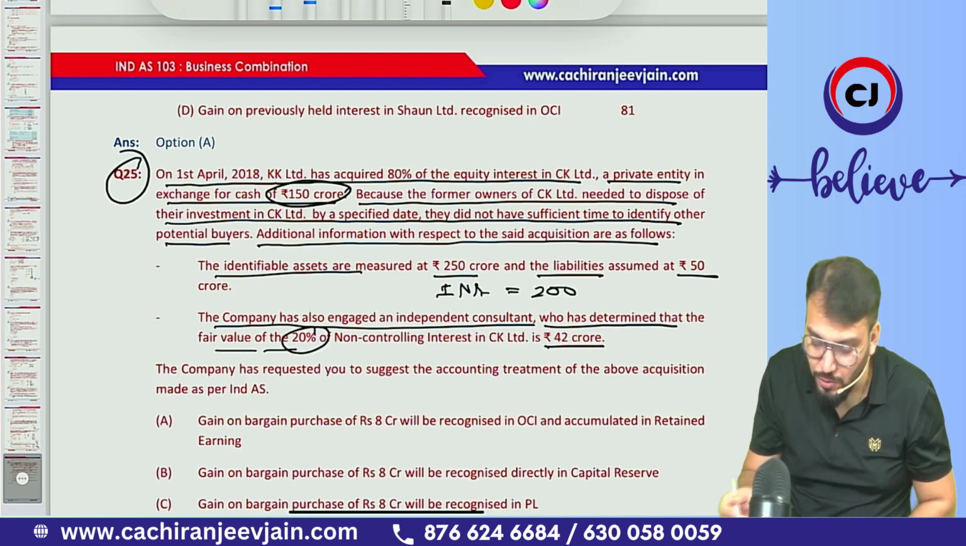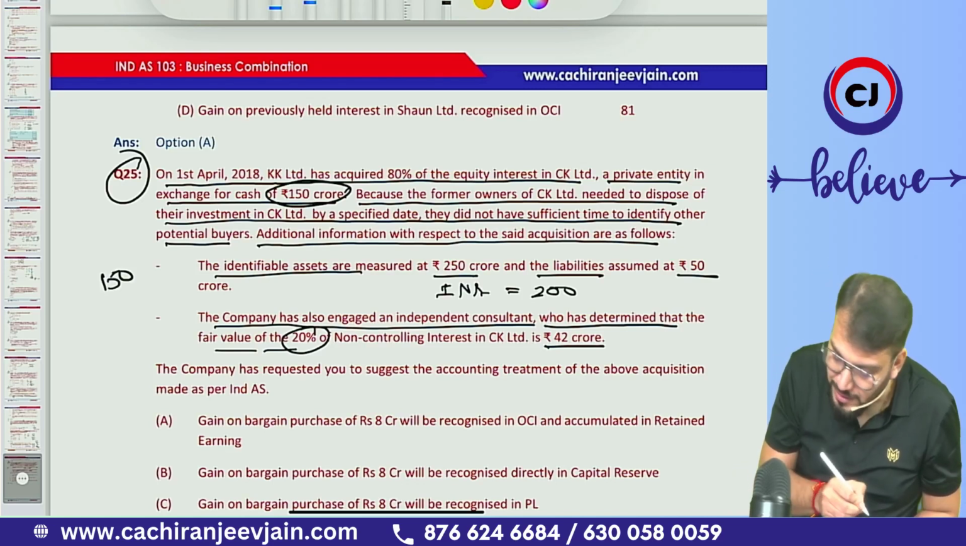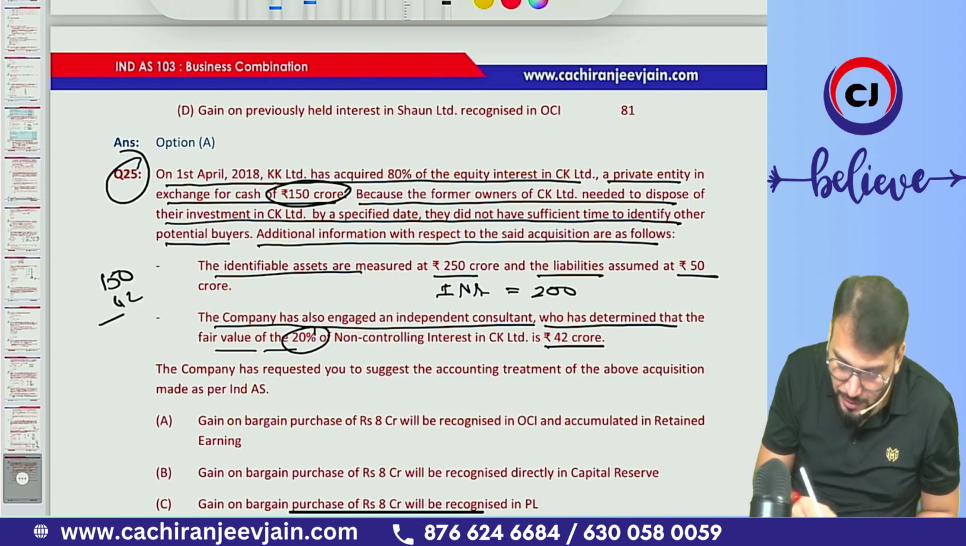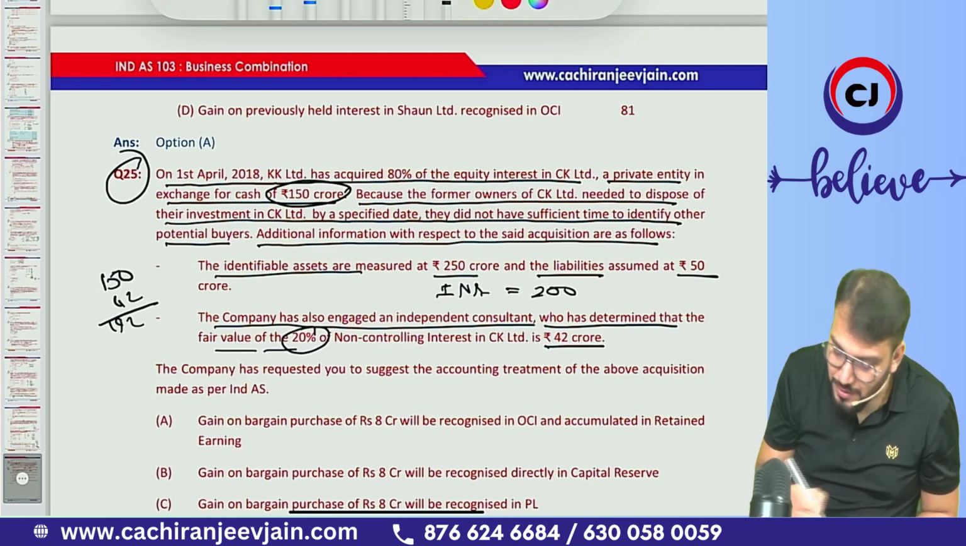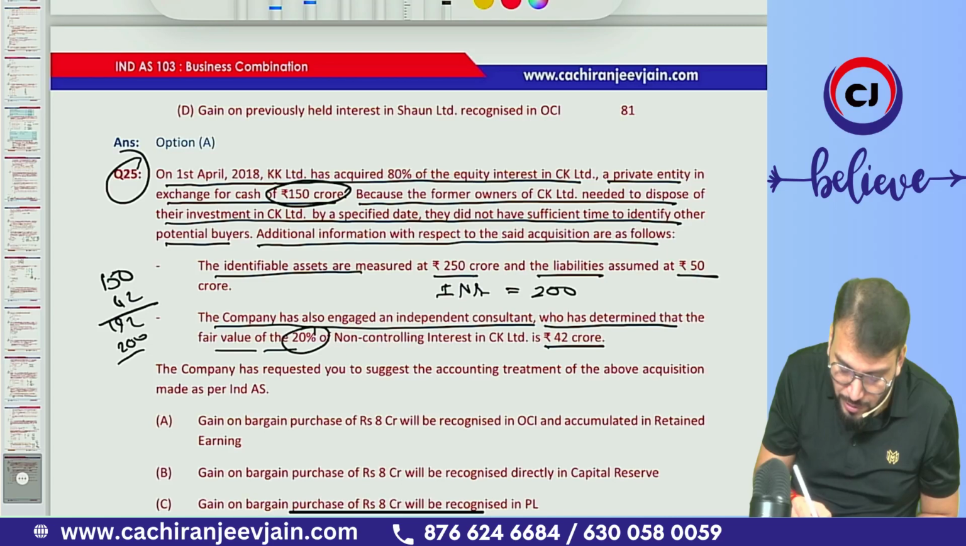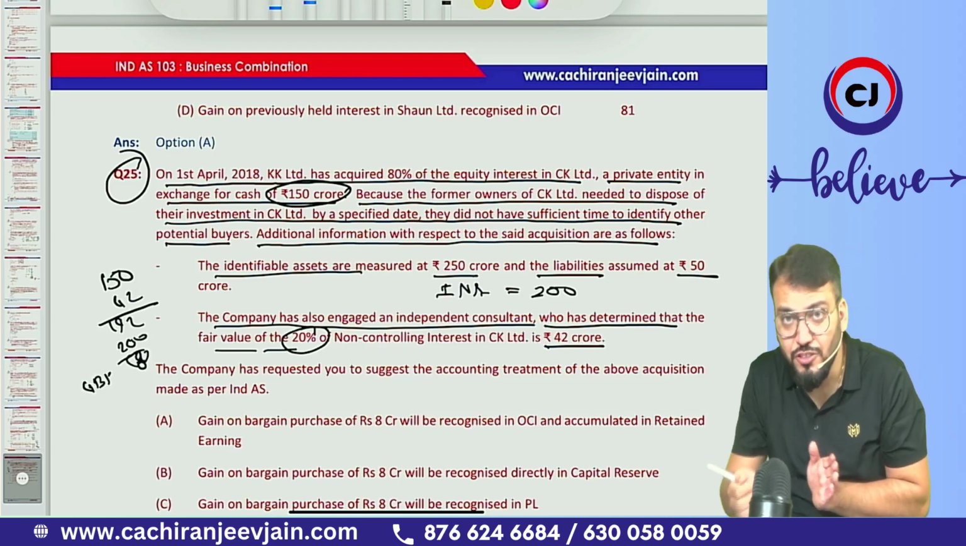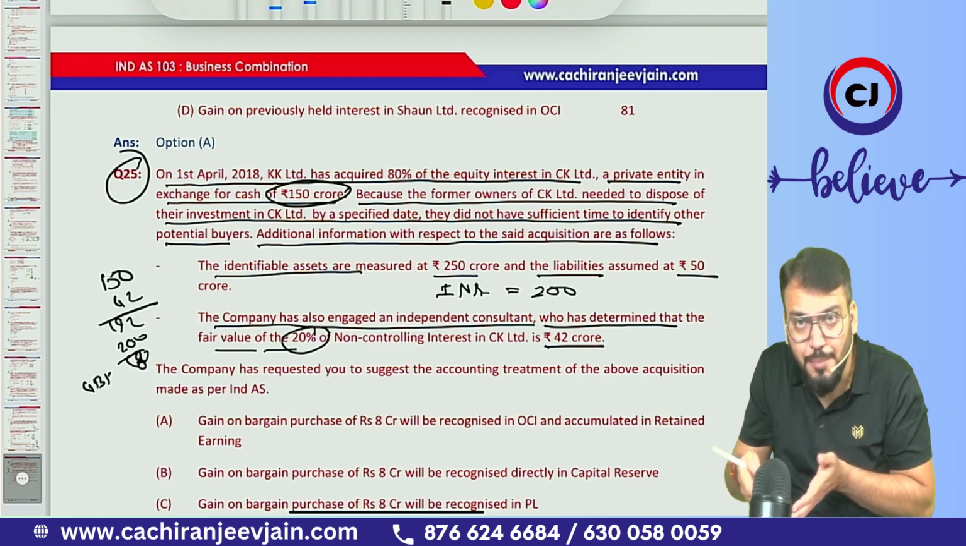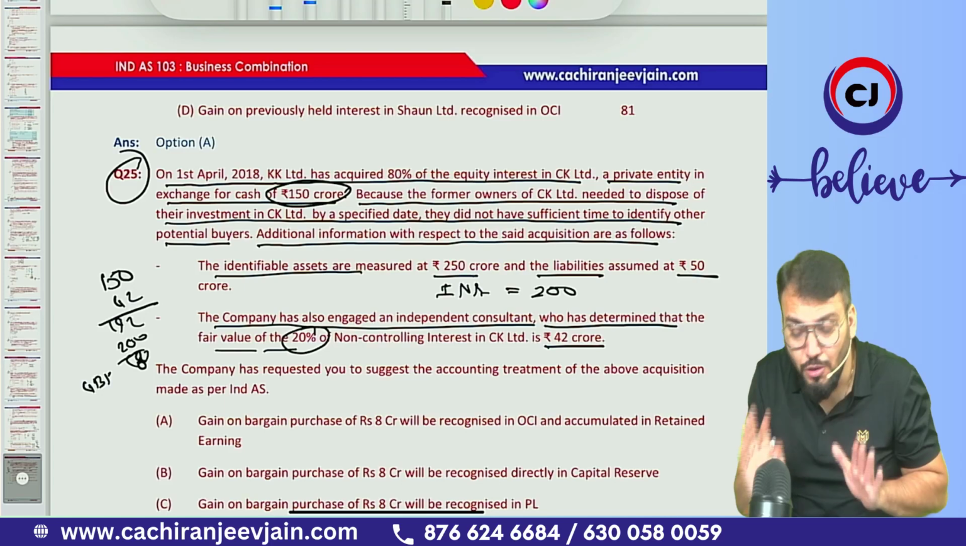The company has also engaged an independent consultant who determined that fair value of NCI 20% is 42 crore. So PC is 150, 42 is NCI, total becomes 192, and INA is 200. You can see 8 crore is the gain on bargain purchase. So gain on bargain purchase will be transferred to OCI and accumulated in a separate component of equity, that is capital reserve. This is the only correct answer.